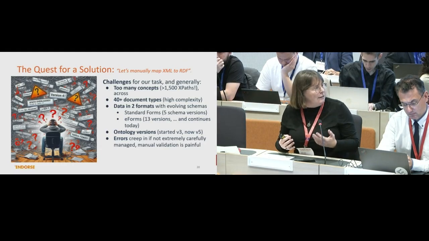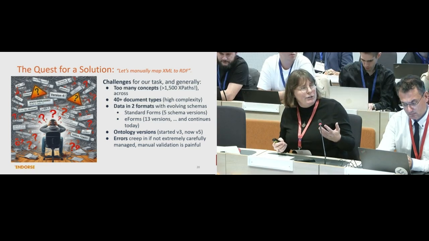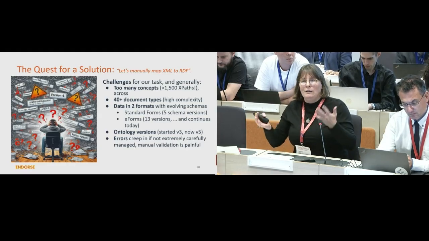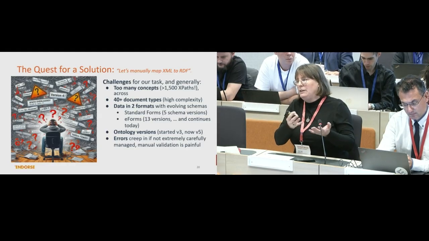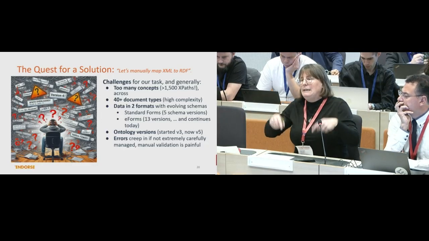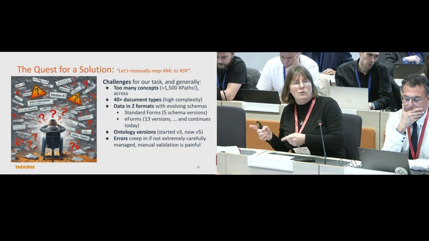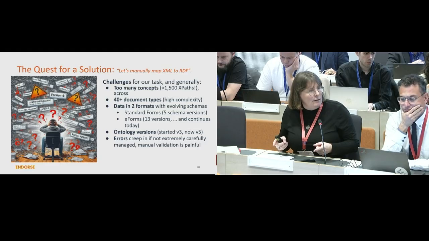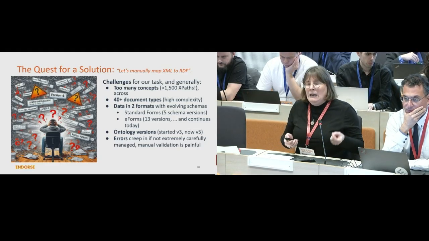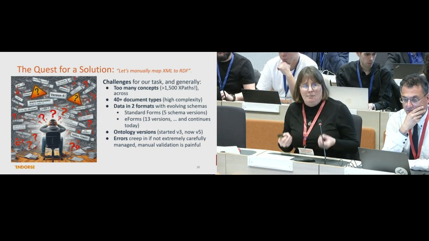The ontology itself has been evolving as well. When we came on board, we started with version 3. Currently, we are in version 5. So you have all of those evolving data specifications that have to map into an evolving ontology, an evolving knowledge graph, whilst maintaining all the mappings and the conversions from the original data into the knowledge graph, so that correctness is maintained. Because it has to be legally correct. We cannot afford any kind of mistakes. So errors can creep in if this is not extremely carefully managed.